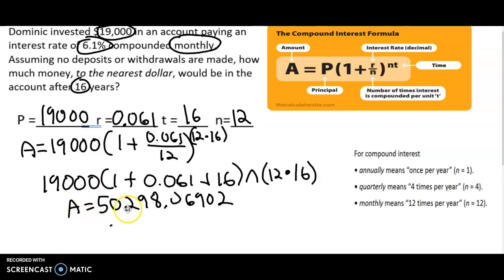We get this number here. This one will round to the nearest dollar. So we're looking at the 8, and you see the 0. We leave that off. So we got $50,298.